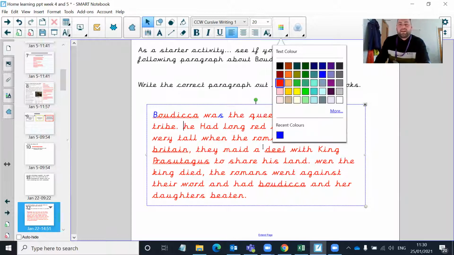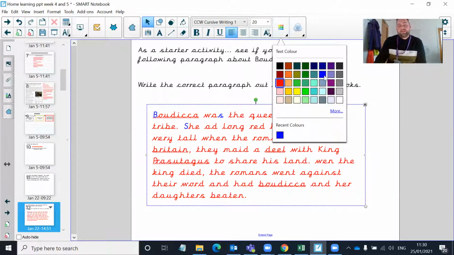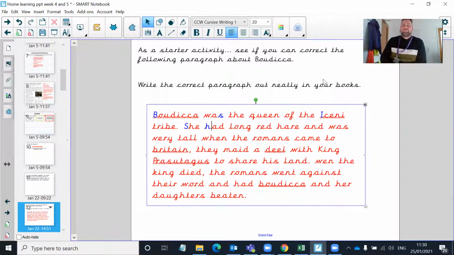So we need to change that lowercase a into a capital. Now, capital letters are also used for proper nouns, which is names and places. Is had a proper noun? No, it's not. That should be a lowercase h in the word had. Had long red hair. Now, this word hair we call a homophone. It sounds the same, but it's spelt differently and it has a different meaning. The hare that we see here is telling us that it's the animal, the hare, that is closely related to the rabbit. So she has long red hair, is that right? No, it's hair, and we spell this differently.